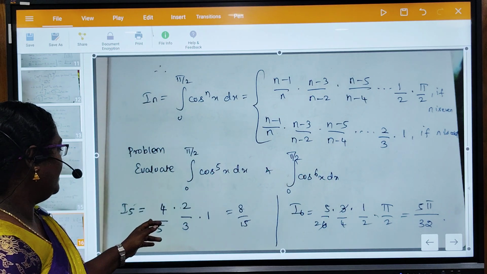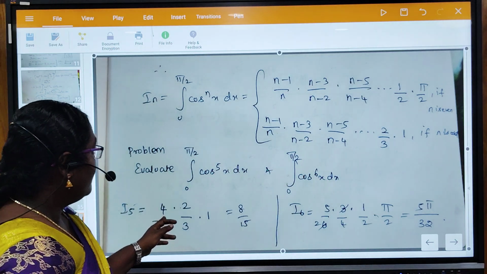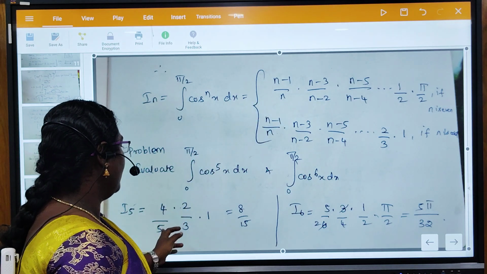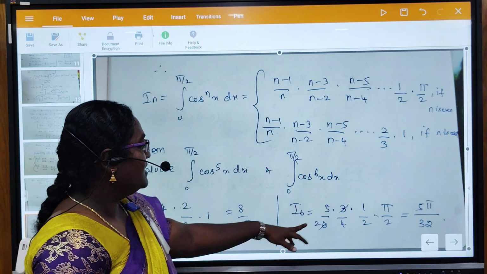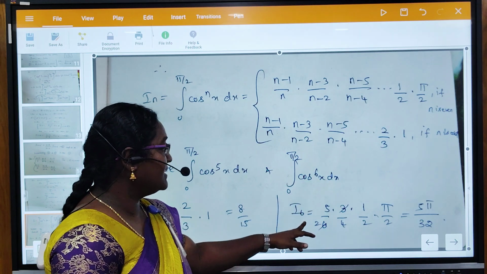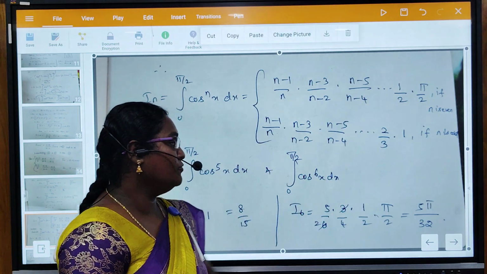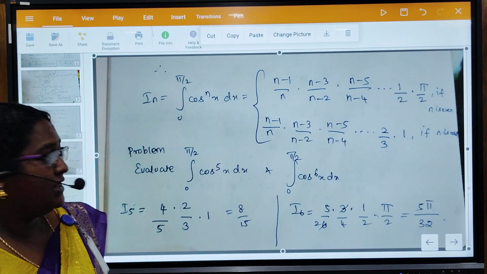So if it is 5 here, when we are substituting in the formula, 5 minus 1 by 5, it is 4 by 5, 2 by 3, it is 8 by 15. Similarly, cos power 6 is I6. So 6 minus 1 is 5 by 6, 3 by 4, 1 by 2, pi by 2. So the final answer is 5 pi by 32.